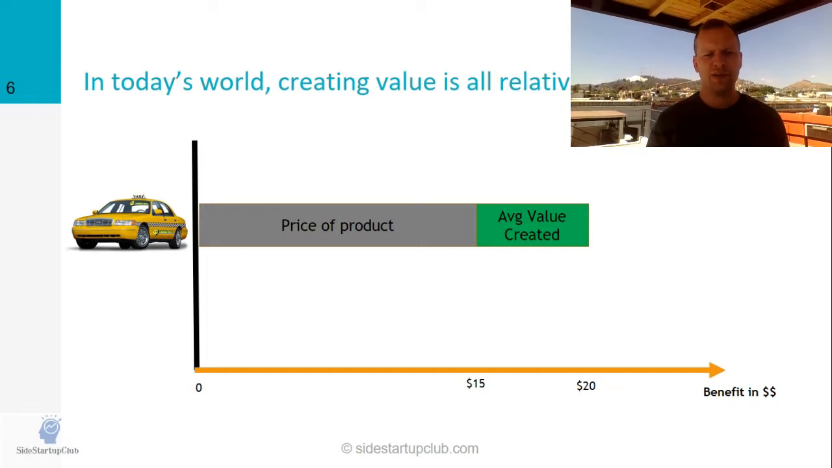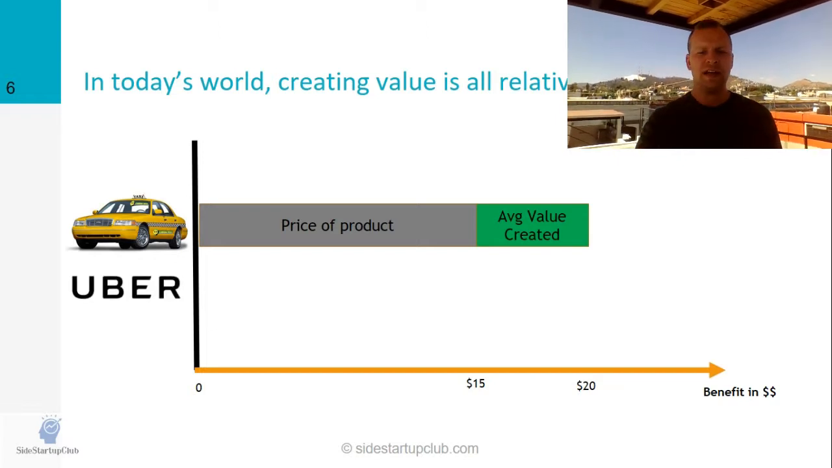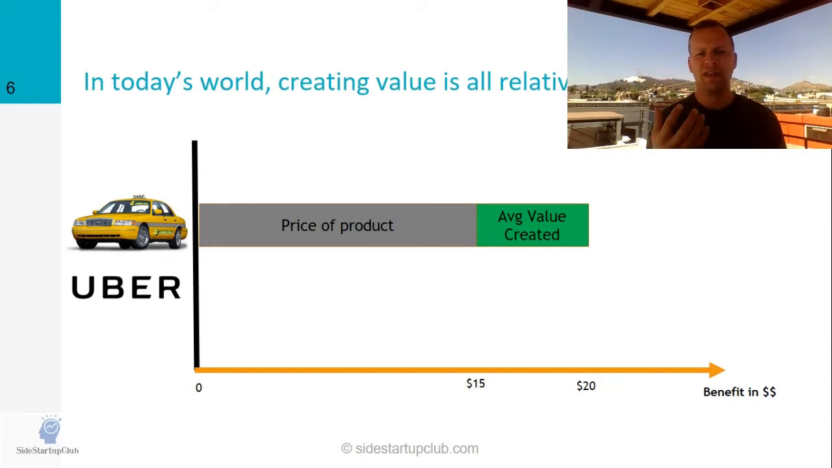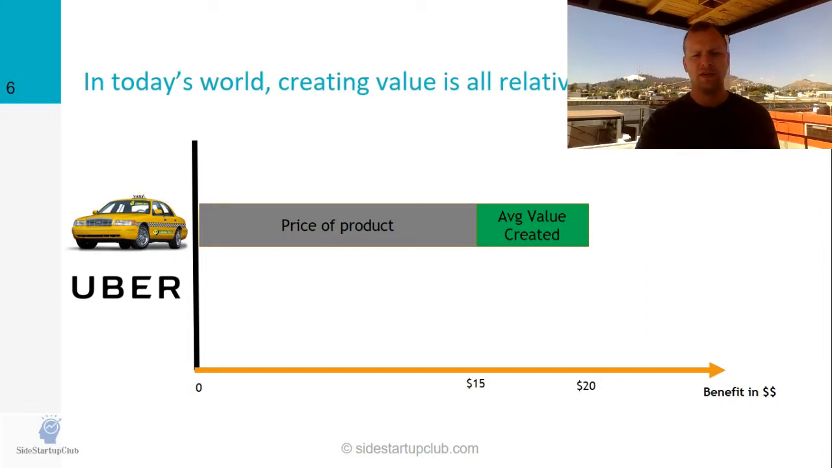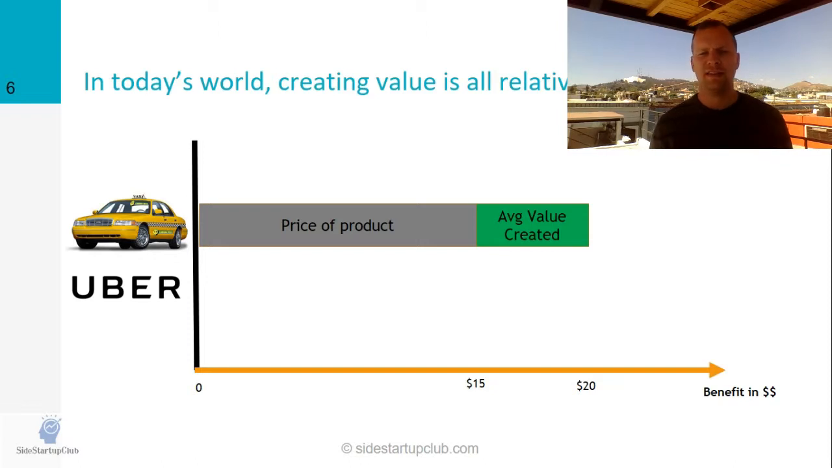Now, the reason Uber is a $57 billion company overnight is because of the massive amount of value they created relative to the alternative solutions. Uber didn't only reduce the price point of the taxi, they increased the performance. One way they did this is through their GPS. You hit a button and the taxi comes all the way to your door.